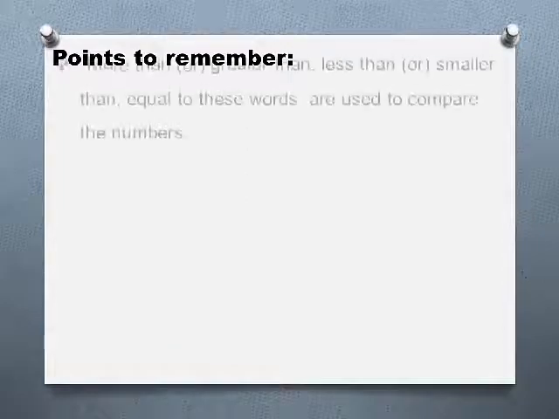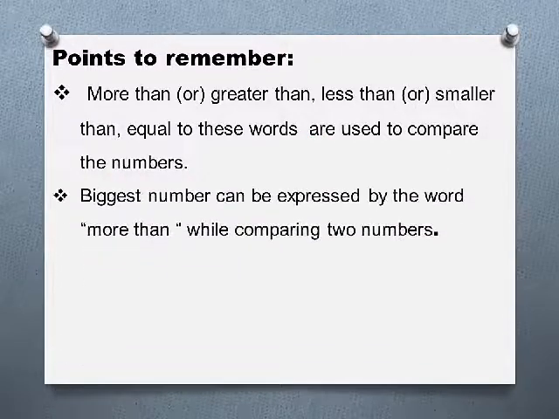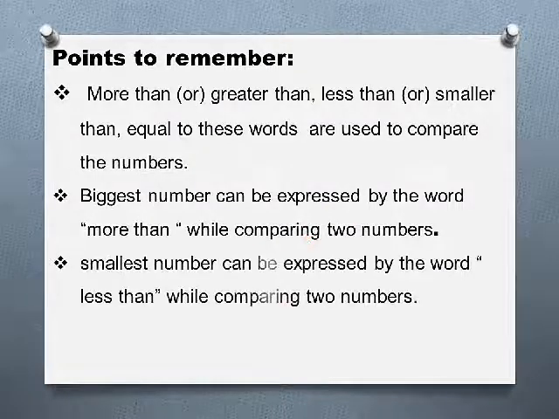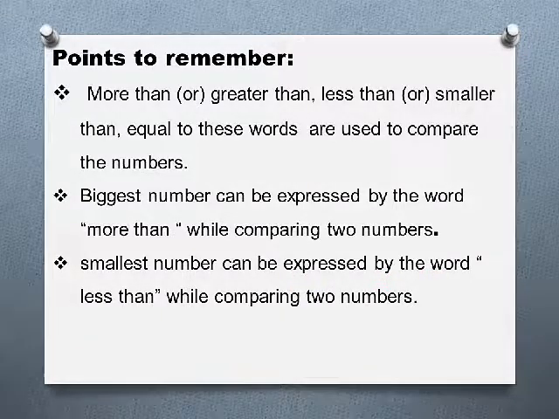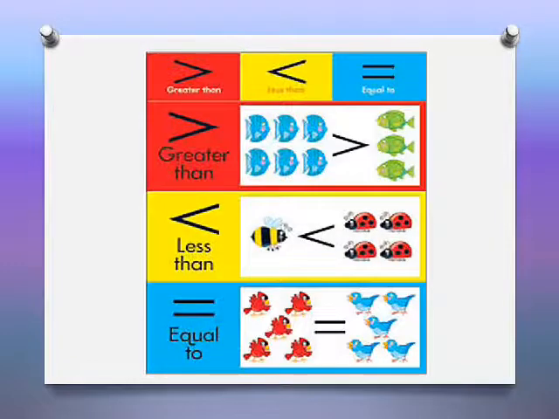Okay, children, now recall what you learned from the previous class to this class. More than or greater than, less than, smaller than, equal to, all these words are used to compare numbers. The biggest number can be expressed by the words more than while comparing two numbers. The smallest number can be expressed by the words less than. The symbols of the words more than, less than, equal to are given below. See the symbols? Greater than symbol, less than symbol, and equal to symbol.